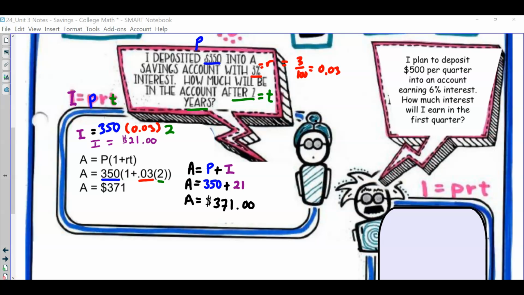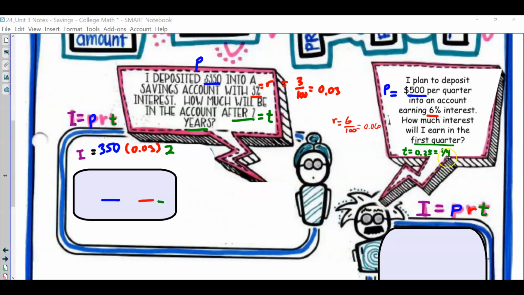Okay, try and answer this guy's question. This is the Einstein-looking guy. He says he's wanting to deposit $500 per quarter, and he's going to have 6% interest, and he wants to know what is the amount of interest, now just the interest, after the first quarter. He's kind of tricky, so see if you can set it up. Okay, let's see how much of an Einstein you are.